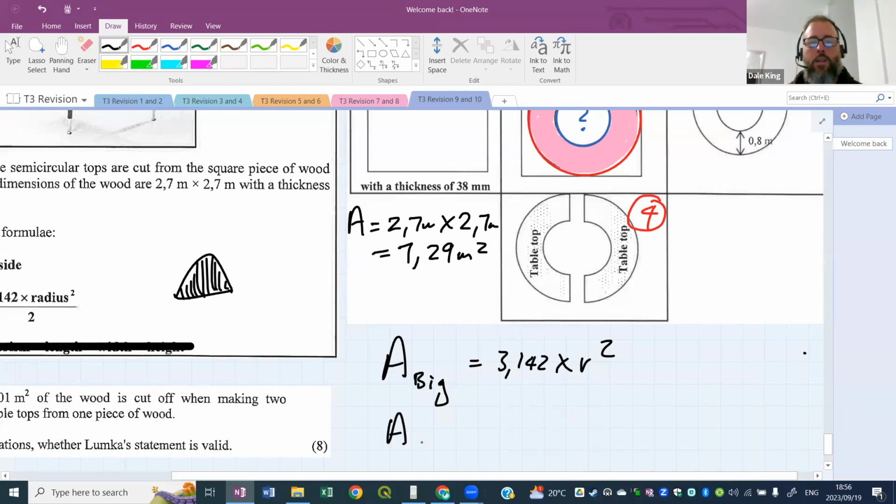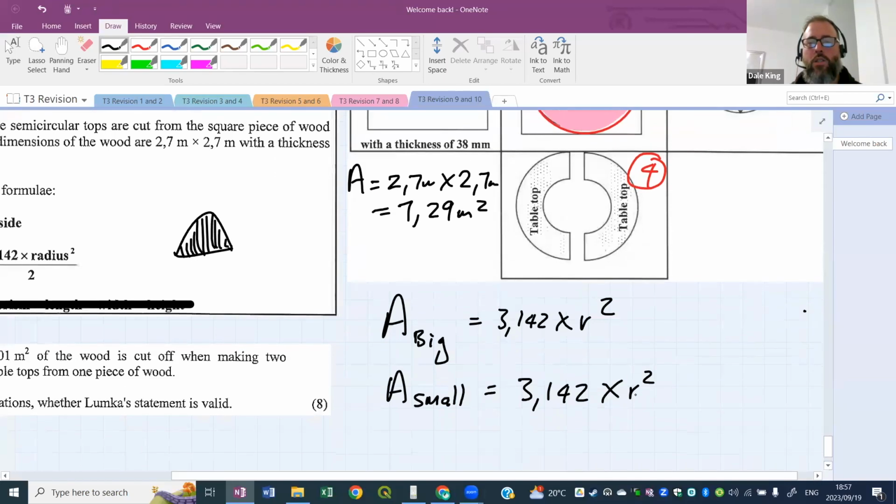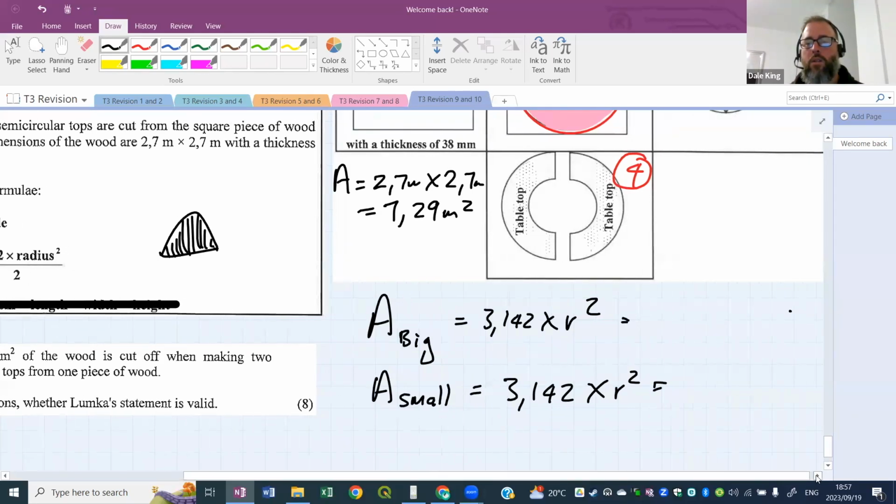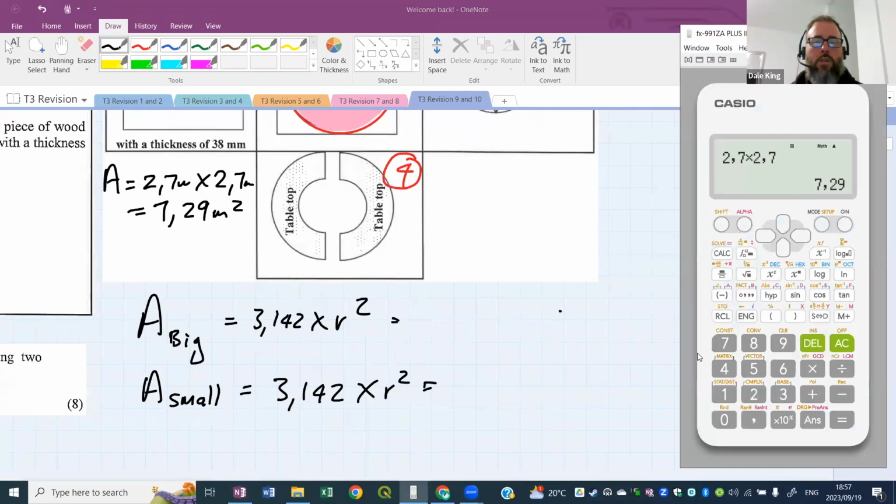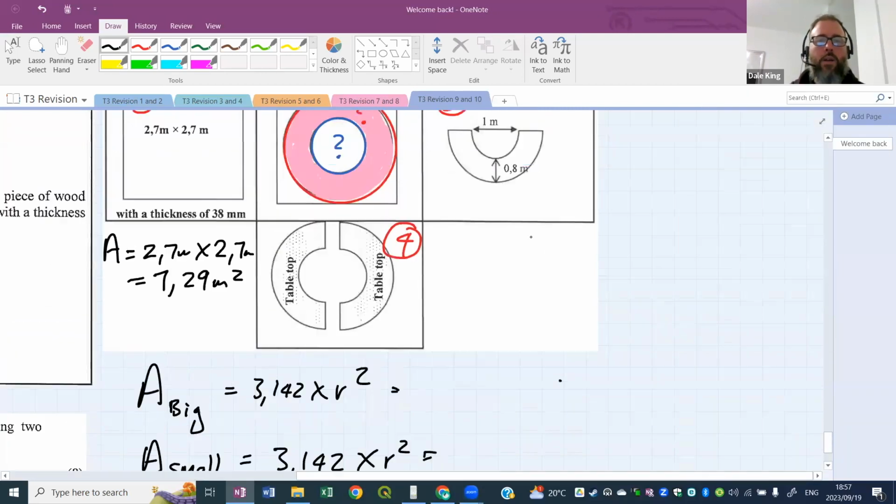And then we're going to work out the area of the small inside because that mustn't come with. That has got to be left behind. You happy with that, Khabo? Yeah. All right. So we're going to do two calculations here. Do the big one and then do the small one. All right. So I'm going to quickly do these. Now, what is the radius of the big one?